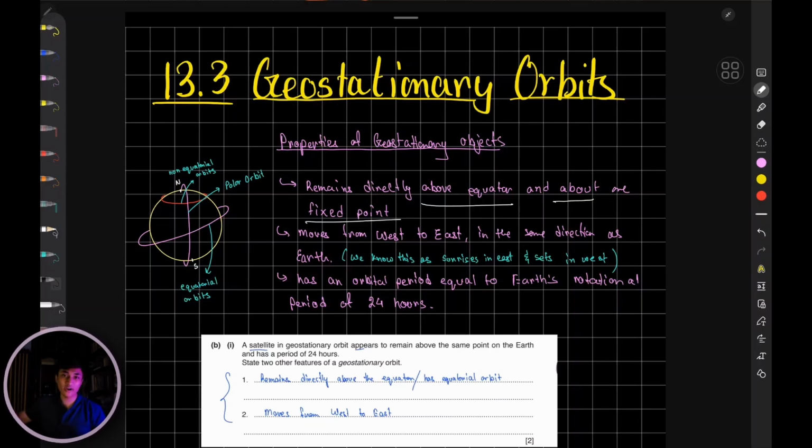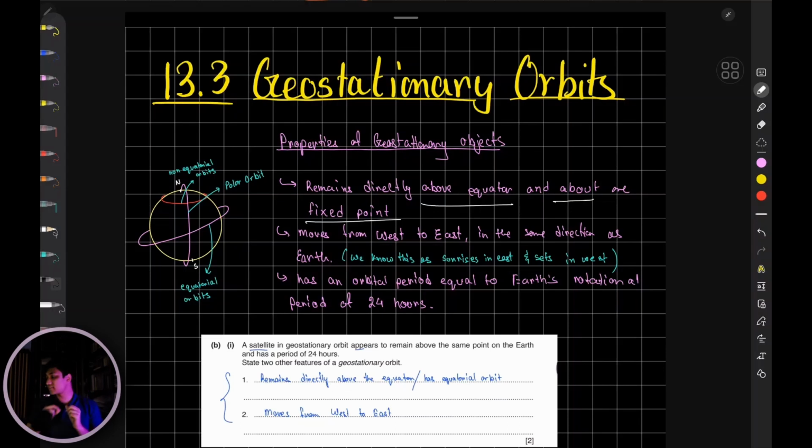And this is the point I fix to be the fixed point about which it is going to rotate or revolve around. So what's going to happen is as the Earth rotates, the satellite would rotate along with it in sync. It is not going to leave this fixed point. It is going to stay directly above this point and is going to revolve along with the Earth.